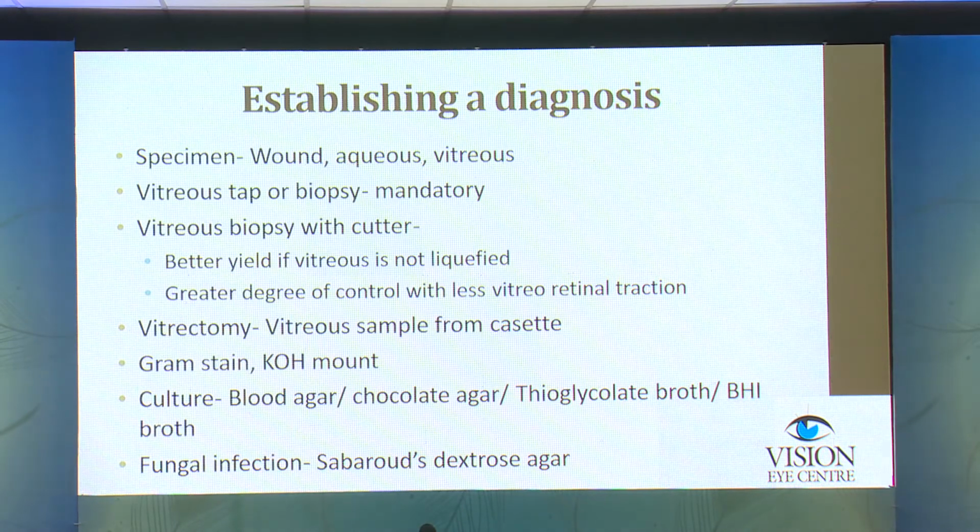To establish a diagnosis, a specimen may be taken from the wound itself or the aqueous or vitreous. Vitreous sample especially is important, and biopsy with a cutter is preferred as it gives a more reliable, better yield, and also gives a greater degree of control with less vitreoretinal traction. The sample is then sent for routine microbiological analysis as early as possible in a sterile container.